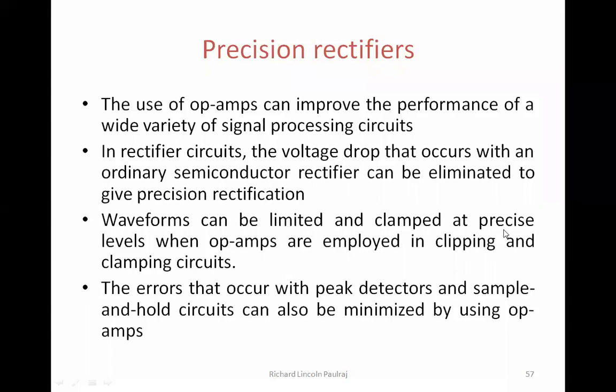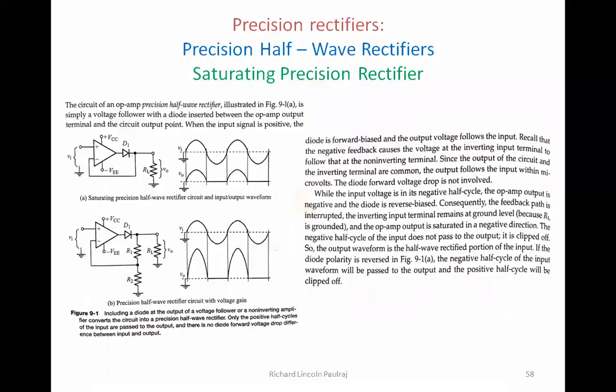Waveforms can be limited and clamped at precise levels, so you don't have to wait for the waveform to go too high if you want to limit it to a particular level. That is possible with the help of an op-amp. Clipping and clamping circuits are going to be applications of these precision rectifiers. The errors that occur with peak detectors and sample and hold circuits can be minimized by using an op-amp. Whatever errors were seen previously because of inaccurate rectification can all be reduced with the help of an op-amp.